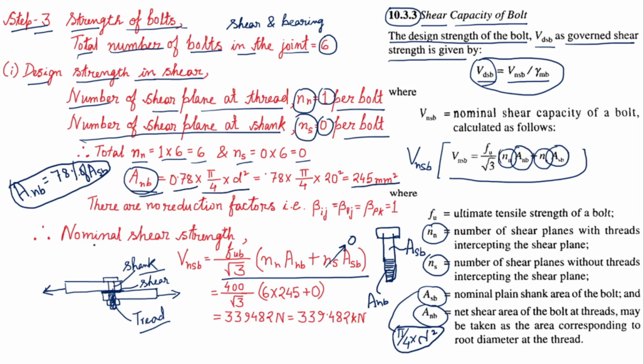Next, there are no reduction factors. These are the reduction factors given in the IS code, so we shall take them as 1. Then the nominal shear strength we shall calculate using the formula. The formula for VNSB is given in the IS code, as we have already discussed, in clause 10.3.3. So finally we get VNSB, the nominal shear strength, as 339.482 kilonewton.